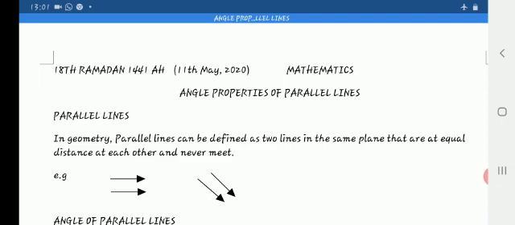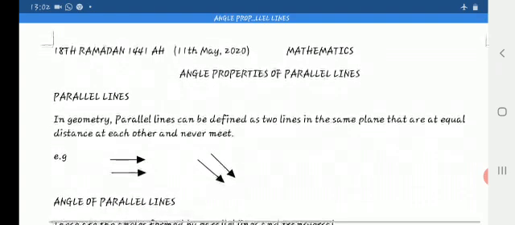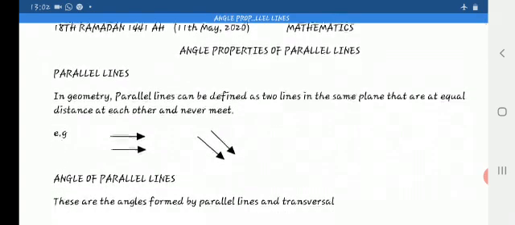As you have been informed, we have started our third term in earnest. Though we are not in school, we still enjoy our studies from home. The topic for today is angle properties of parallel lines, which is the first topic for the term. Parallel lines. In geometry, parallel lines can be defined as two lines in the same plane that are equal distance from each other and never meet.